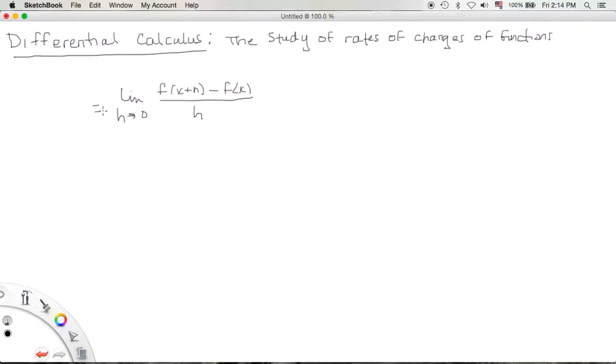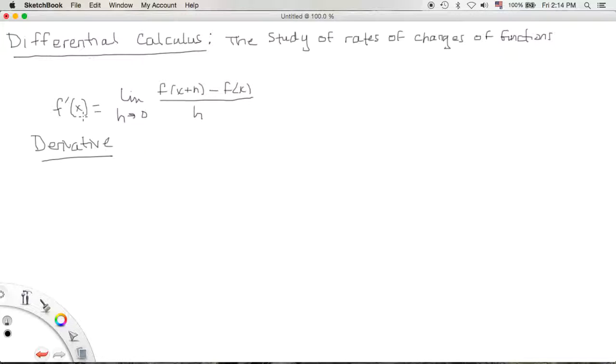We're going to find there's lots of easier ways to calculate these instantaneous rates of change than actually going back to the limit. But for now, we're going to start with the limit, and we're going to use this to define something called the derivative. We write the derivative as f prime at x most of the time.